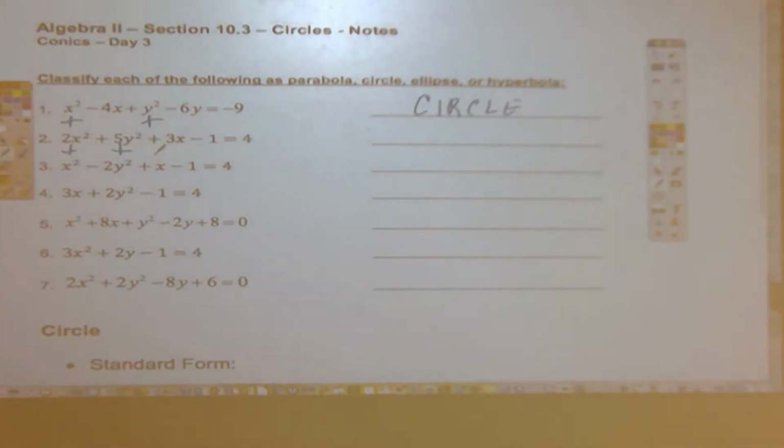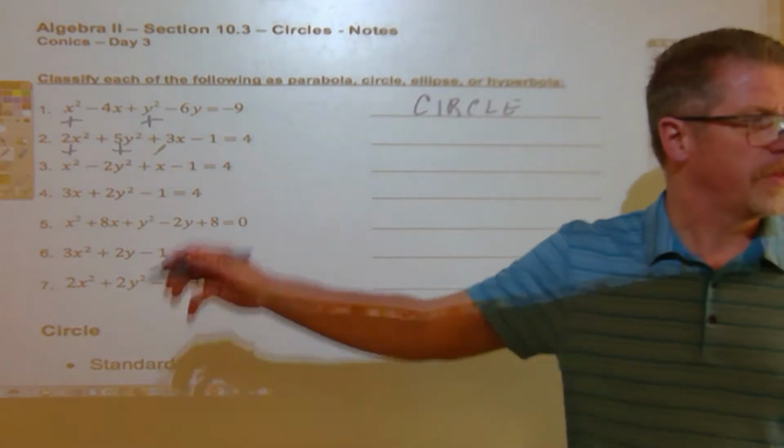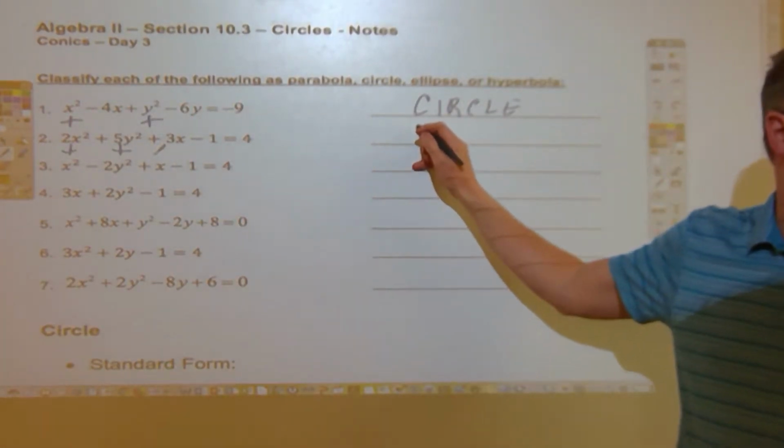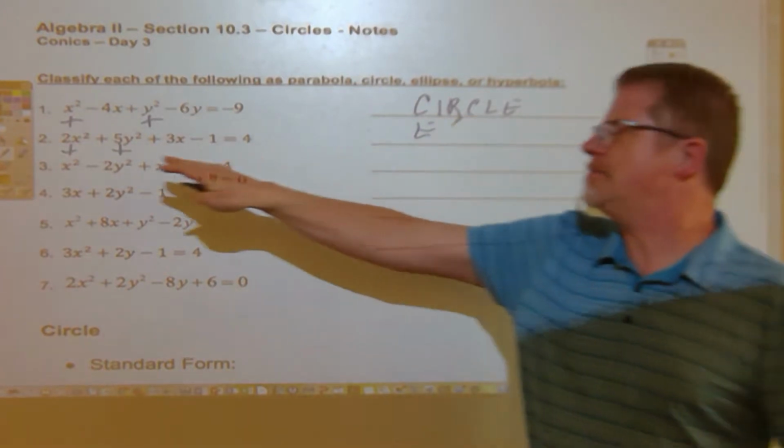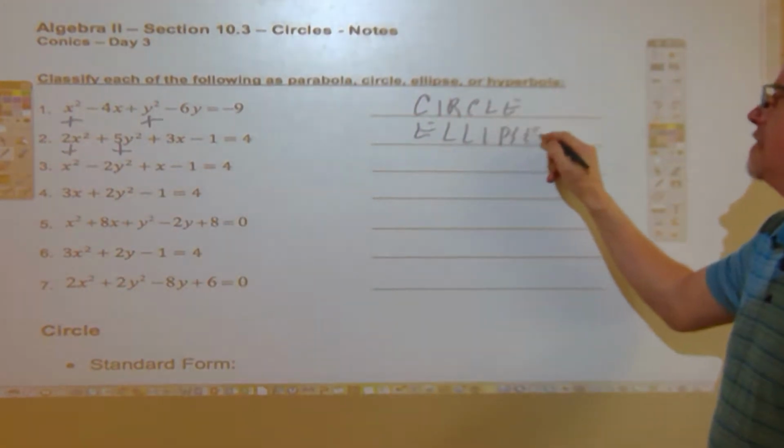If there had been only one squared term, it would have been a parabola. But since it's two squared terms with the same sign but different coefficients, into what category do we place that conic? Please raise your hand if you think you know the answer on that one. Owen, go ahead. Is it an ellipse? It's an ellipse. When you've got same signs but different coefficients, the conic is an ellipse.